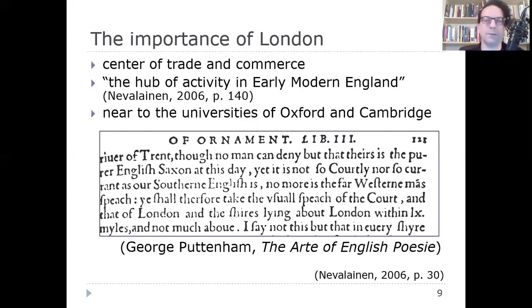Okay, this is the kind of sort of the most famous sentence there, where somebody from the early modern time is actually telling people, look, if you want to write English poetry, you should try to sound like somebody who is from London or who doesn't live too far away from London.